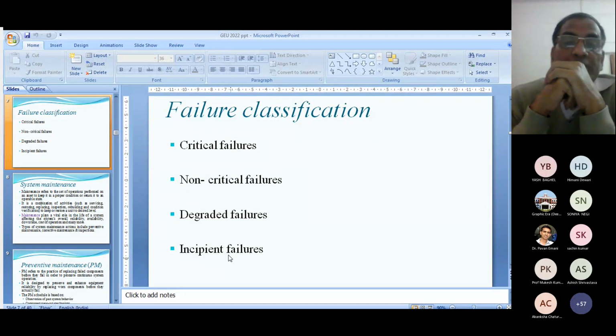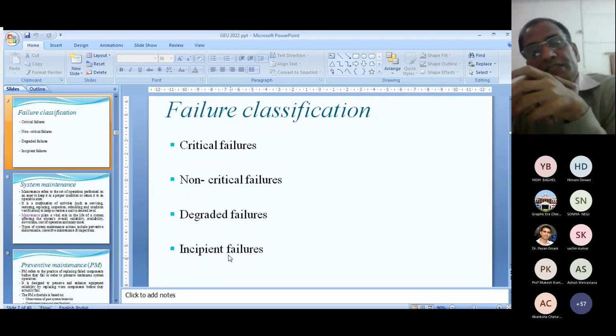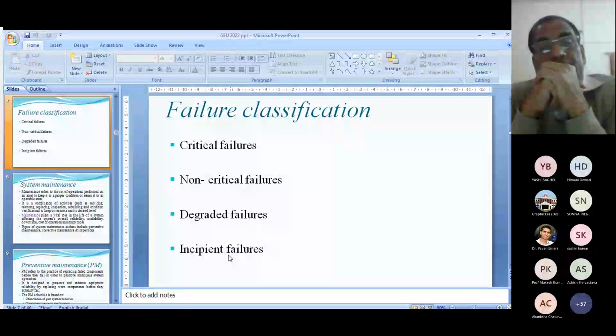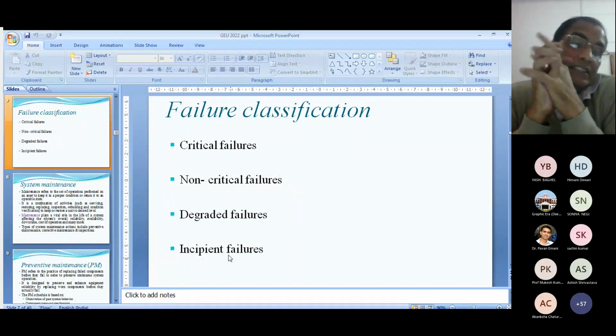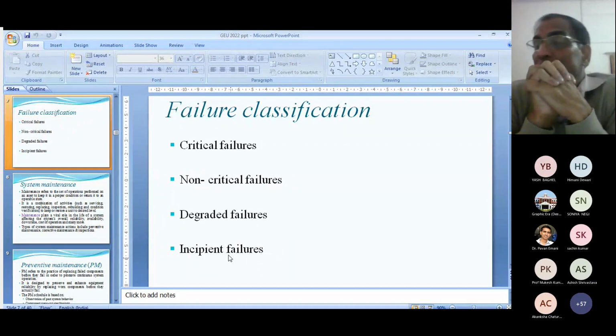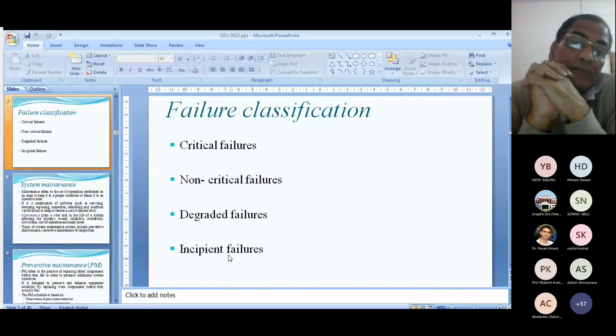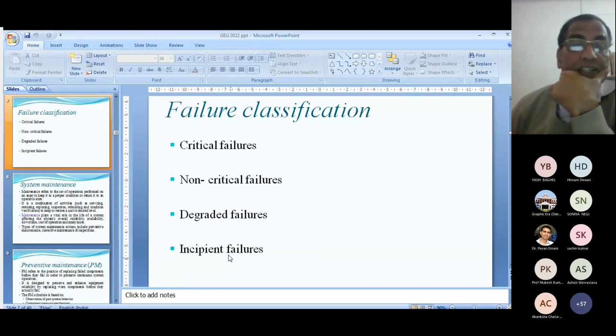Non-critical failures are those failures where the performance is lowered, but it is not completely failed. Degraded failures are those failures where the system is performing but at a degraded rate. And incipient failures are those failures where some failure is there, but it is not noticed, and in the future that may lead to a more dangerous situation.